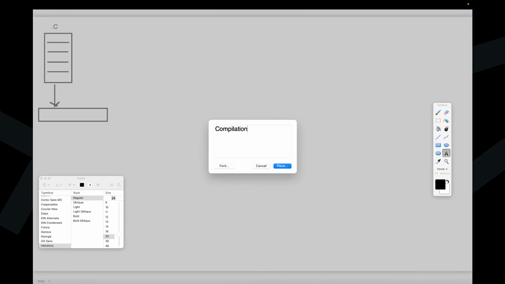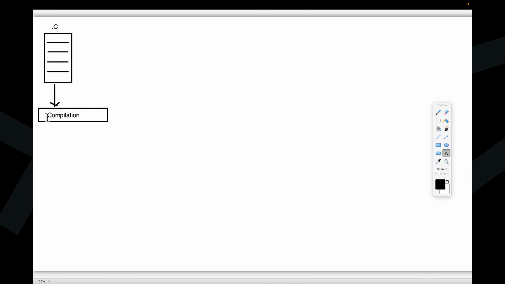Guys, don't simply say compiler. Compiler is a machine. I will give clarity on what it does, but you have to say compilation. Don't say only compiler. If you say only compiler, it will be half of the answer. Compilation is what we have to say here.